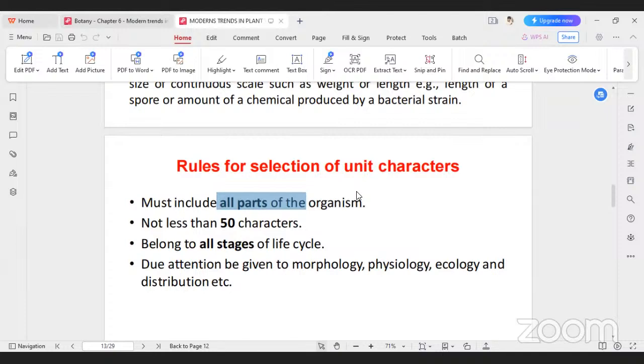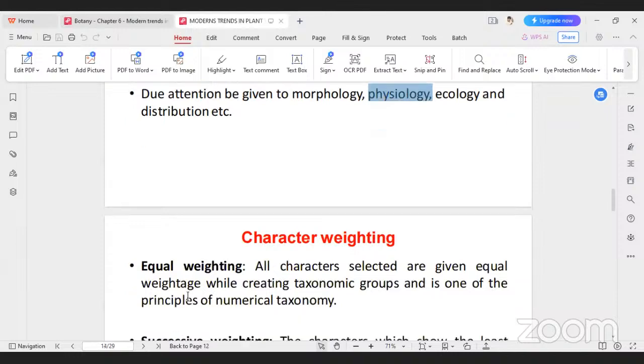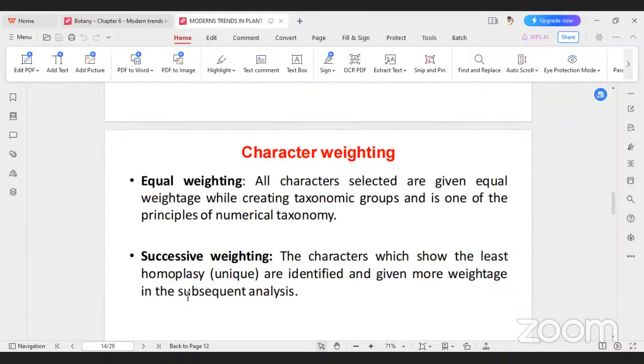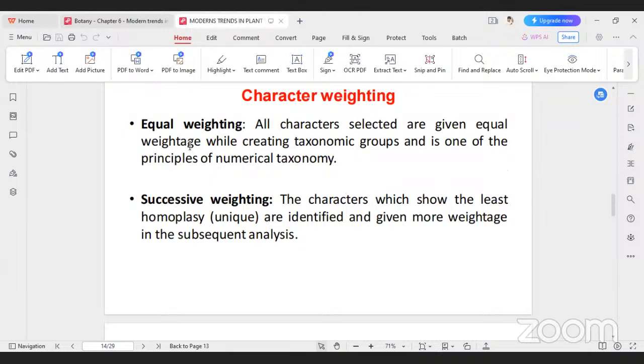And also the comparison characters: minimum 50 characters. They belong to all stages of the life cycle. It is not only confined to the vegetative stage or only the reproductive stage; all stages. So you take into consideration morphology, physiology, ecology, distribution, all. And character weightage: how can we give weightage? There are two types of weightage, equal weightage and successive weightage.